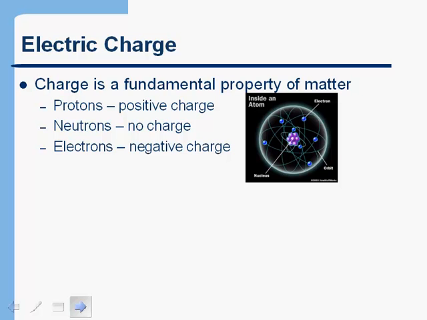Now, one of the interesting things about this is, remember, an atom normally has the same number of protons and electrons. And of course that's true as long as the atom hasn't been ionized. So in that case, the overall charge on the atom is zero. It's neutral because it has an equal number of positive and negative charges. But once an atom has been ionized, then it has a net charge to it.